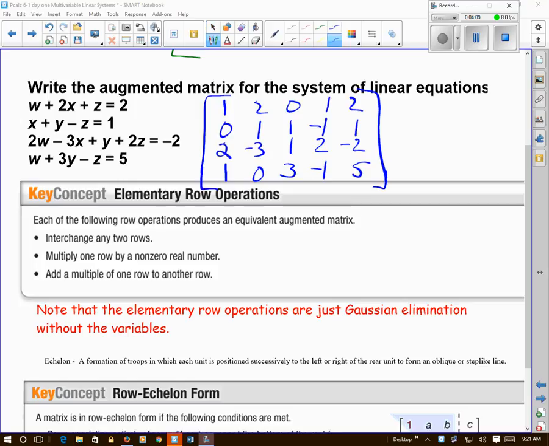Note that this is a 3 by 5 matrix. I'm sorry, that's not a 3 by 5 matrix. That is a 4 by 5 matrix, 4 rows and 5 columns. So that's going to be important to us later on, the dimensions of that matrix.